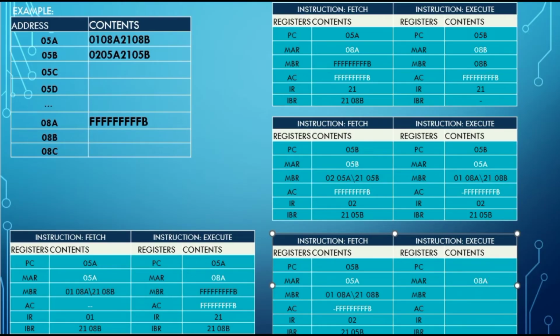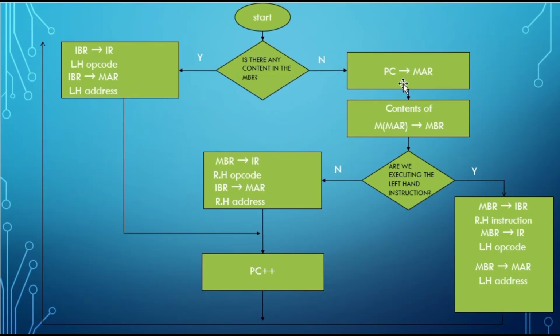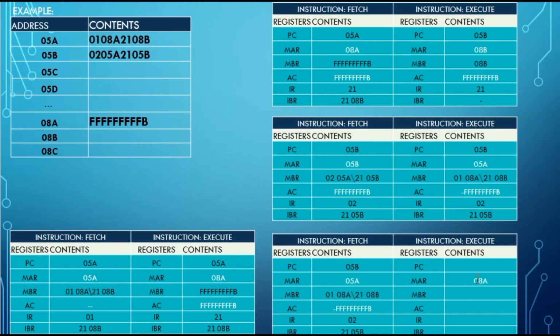So 08A is going to be like that, and now we're executing the right-hand instruction, because we're done with the left-hand instruction. We go back here and say PC equals MAR. We already have a value in the memory address register, so we copy all the contents from it and place them into the memory buffer register. What are the contents of 08A? It's basically 1, 2, 3, 4, 5, 6, 7, 8, 9, 10, and we place that there.